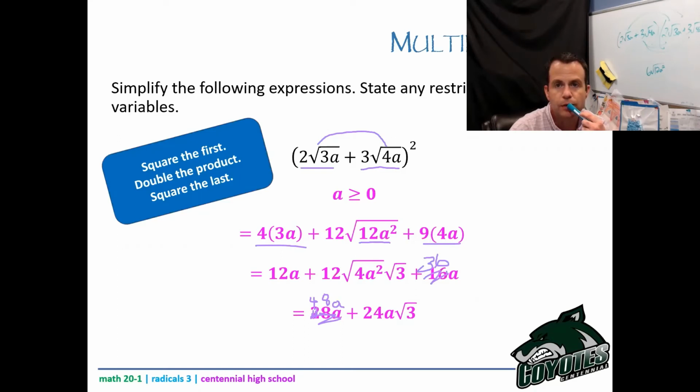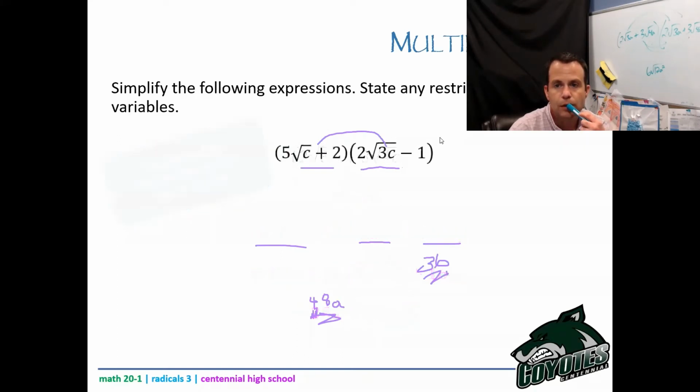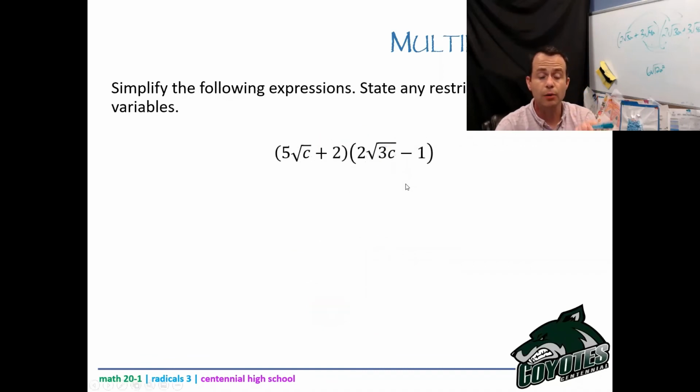Now, do the next question, just let me clear all that stuff off. Okay, so now we want to FOIL this just like we have. Okay, so first, outside, inside, last. Think about restrictions. C has to be greater than or equal to 0 here. I've got 5 times 2 is 10. Root C times root 3C would be root 3C squared. So that's going to be 10 root 3C squared.